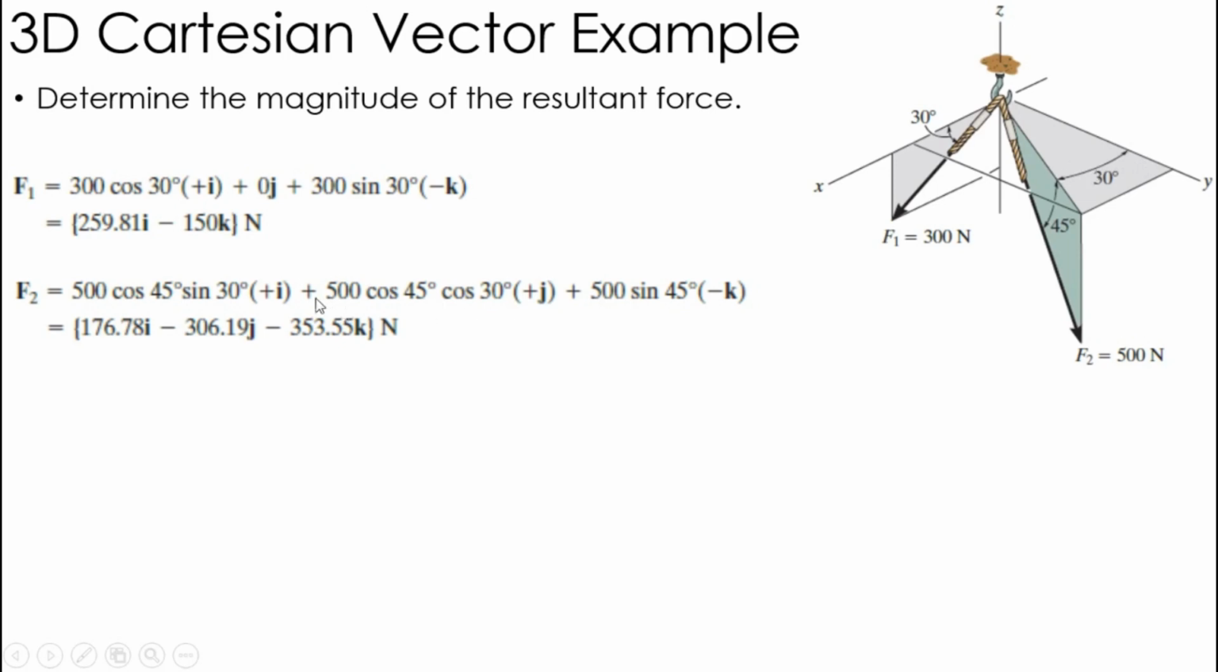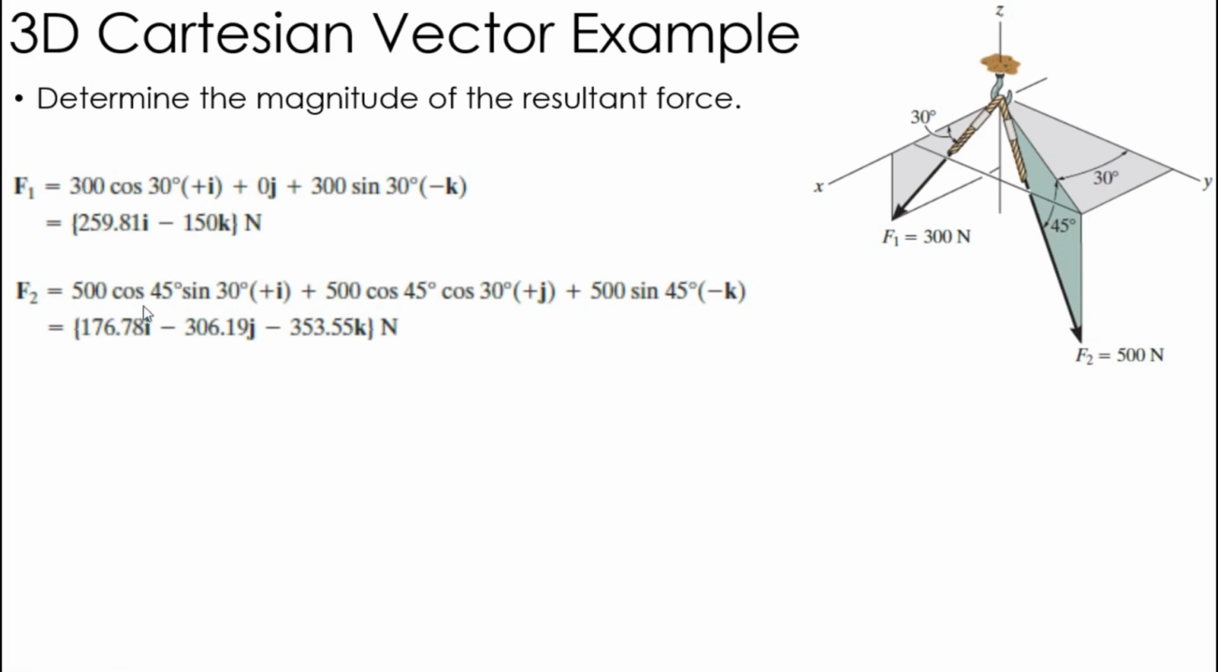So again, what I have here is 500 cosine 45. Again, that's this leg of the triangle, which I get from the F2's 500. Then cosine 30, because the y component is adjacent to 30 here, and that's in the j direction. So I have those, and I can calculate those given right here. There are the numbers for F2. So now I've got the F1 and F2.